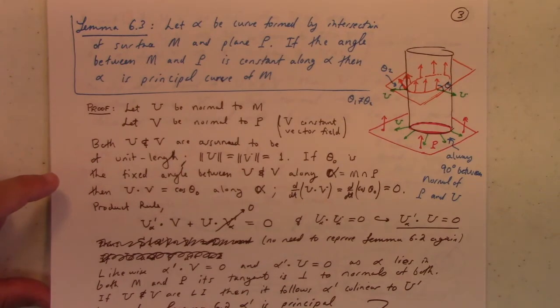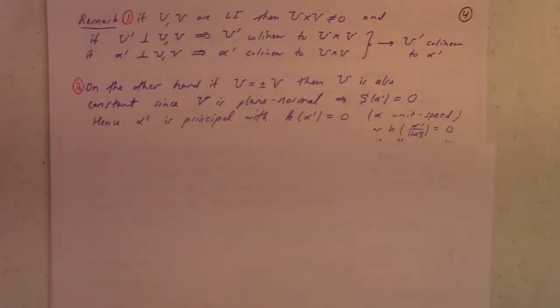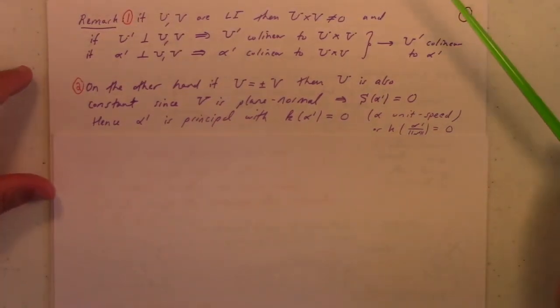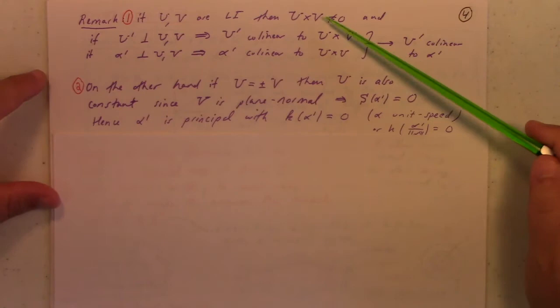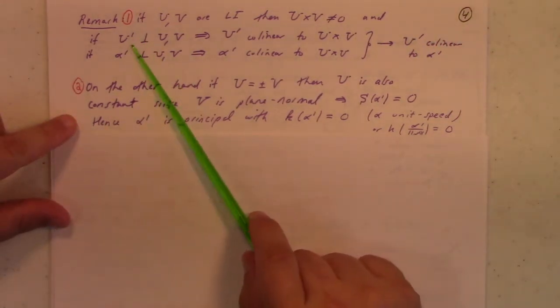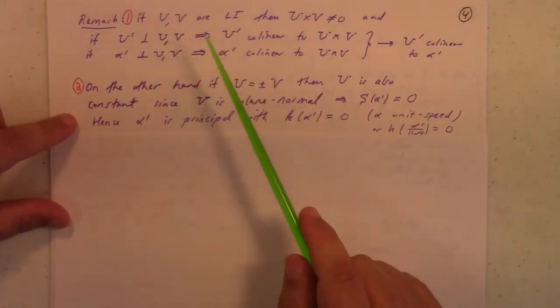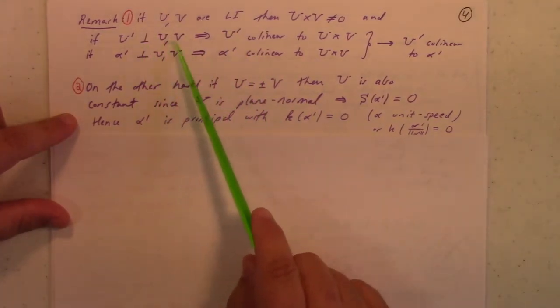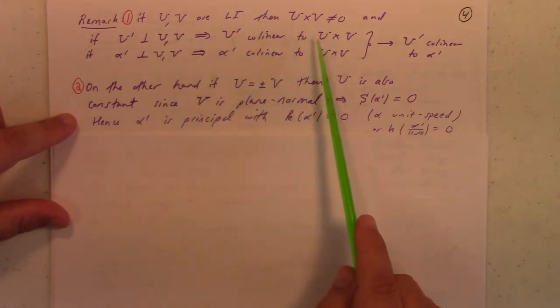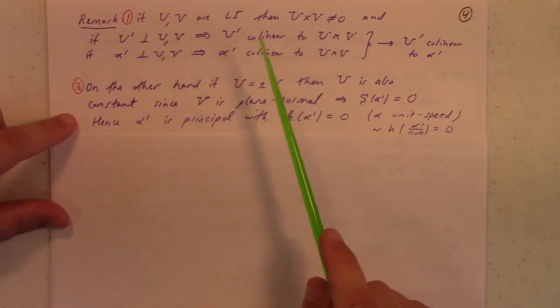Now, let's go through the details of that a little bit. If u and v are linearly independent, that means that u cross v is not equal to 0, right? And so u prime being perpendicular to u and v, what does that mean? We only have three dimensions to work with. So if u prime is perpendicular to u and v, it must be in the same direction as u cross v. It's collinear to u cross v.